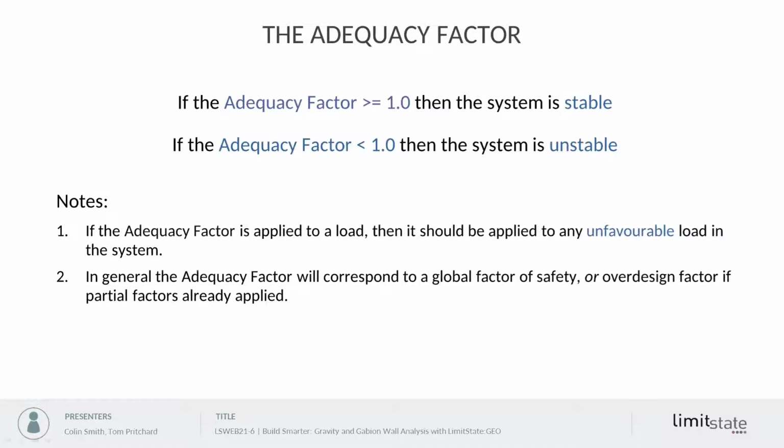But if the adequacy factor is greater than or equal to 1, then essentially the system is stable, the system as modeled, and if it's less than 1, the system as modeled is unstable. And in general, this adequacy factor will correspond to a global factor of safety or over-design factor if you've already applied partial factors.